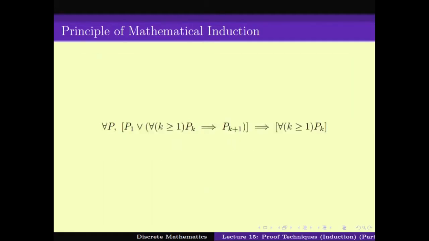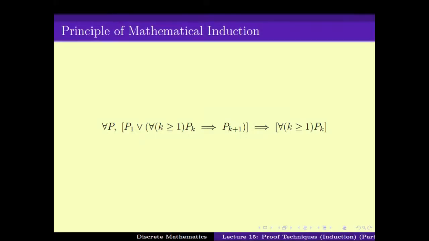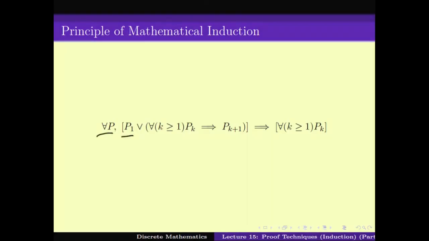Now for this, what we need is a particular axiom which states that whatever we are doing is correct. It is called the principle of mathematical induction. It says that for any predicate, if we first prove P1 is true, and for all k greater than or equal to 1, if I can prove Pk is true implies Pk plus 1 is true, then that means that for all k, Pk is true. It's a roundabout way of proving that for all k, Pk is true. It's a very powerful technique that we have, and we will be seeing more of it in the next couple of weeks.